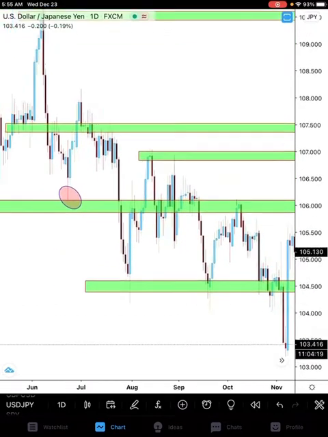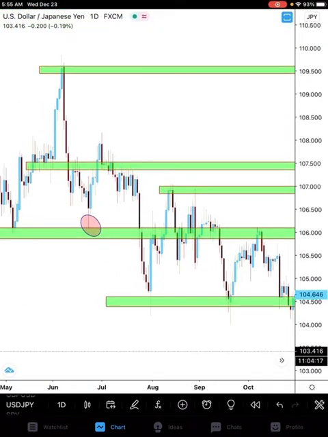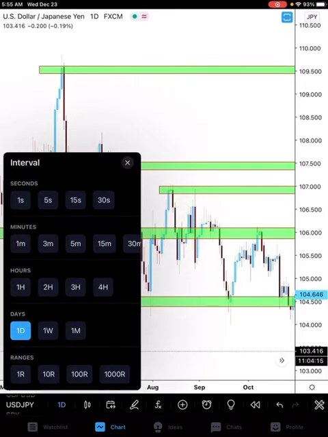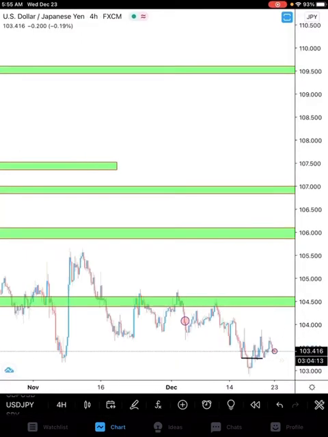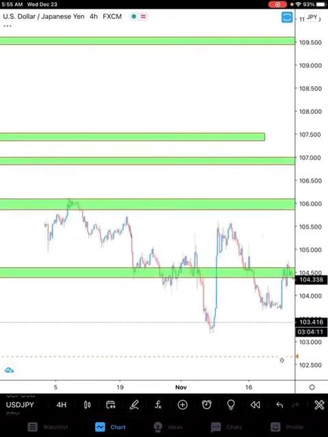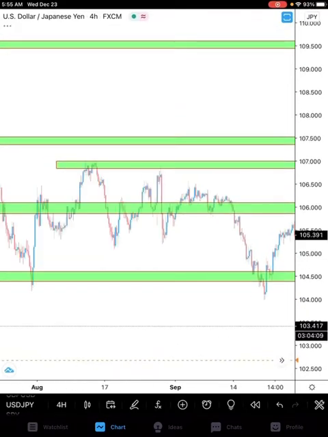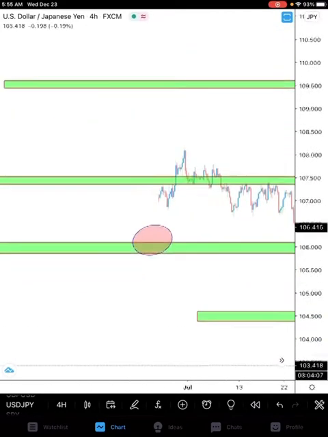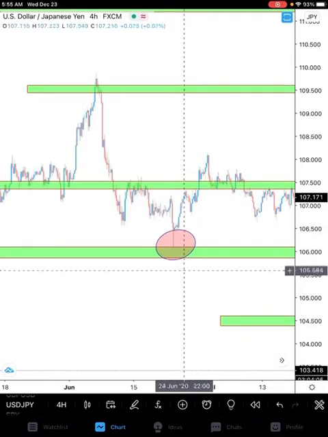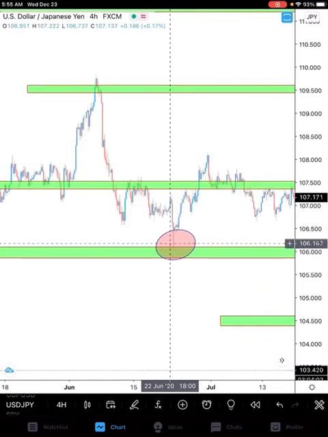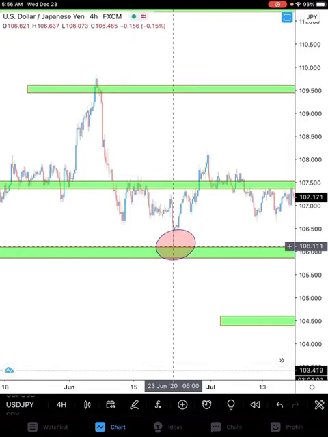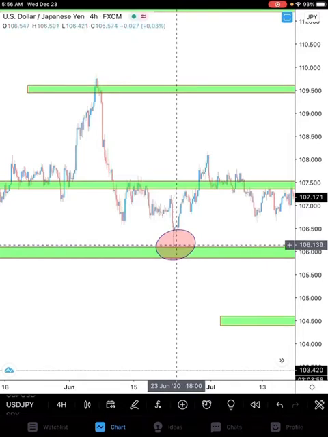Let's see here. Alright, so let's go down to the 4 hour real quick. Remember that circle we just drew? I just want to show you guys around what time it might have been. Wow, so that's a wick. That's a hard wick right there, and that was around 6.